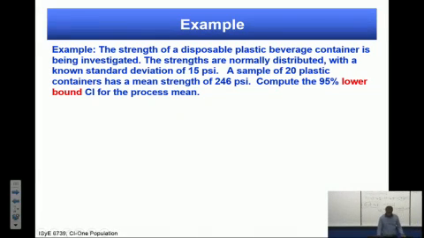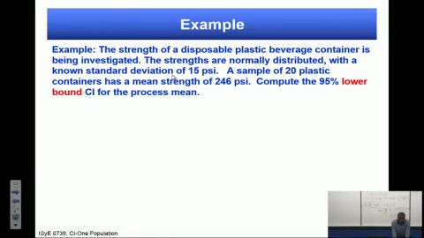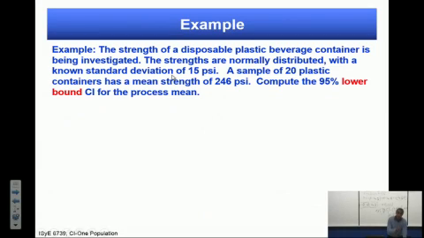So we are testing the strength of disposable plastic beverage containers, and the strengths are normally distributed with known standard deviation. When it says known standard deviation, it means sigma. When it says from historical data or previous knowledge we have standard deviation equal to some number, this is sigma, it's not S. Because when sigma is unknown, instead of the Z distribution, we are going to use the t-distribution. You will see that on Friday or next Monday, actually.